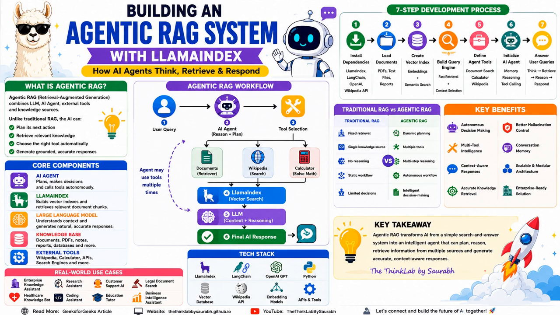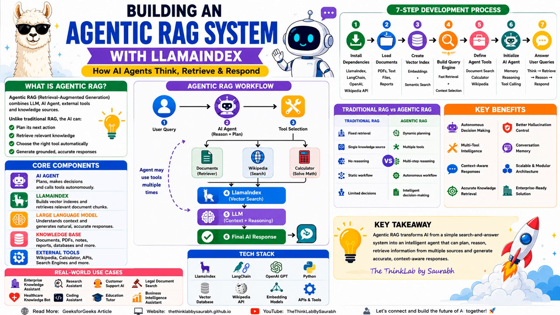Now we are coming to step four, that is LlamaIndex. Now let's talk about LlamaIndex. LlamaIndex acts as the bridge between your documents and the language model. It converts documents into embeddings. Then the embeddings are stored inside the vector index. When the user asks a question, LlamaIndex performs semantic search instead of keyword search. That means it understands the meaning behind the question. Then it retrieves only the most relevant document chunks. This makes the AI much more accurate.